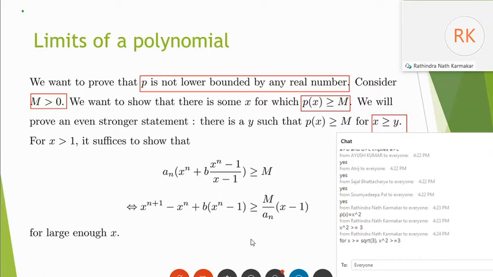This one is a bit weird statement. Like, why should it exceed m just for some values? For all values it should exceed, or at least for an interval, it should exceed. So the statement is saying that after some point, after some value x equal to y, all the values will exceed it. So do you understand the statement?